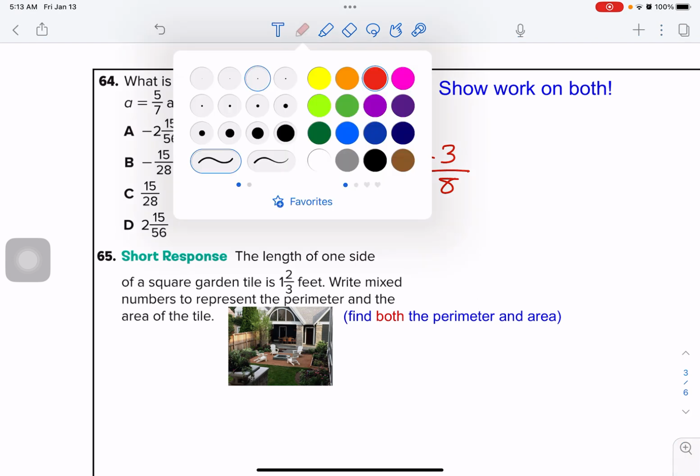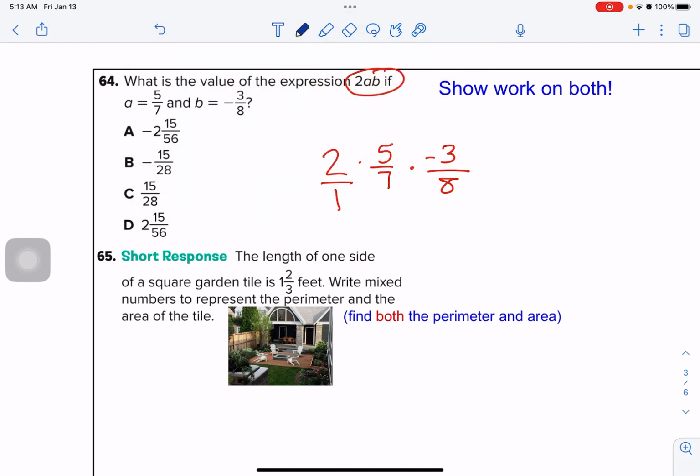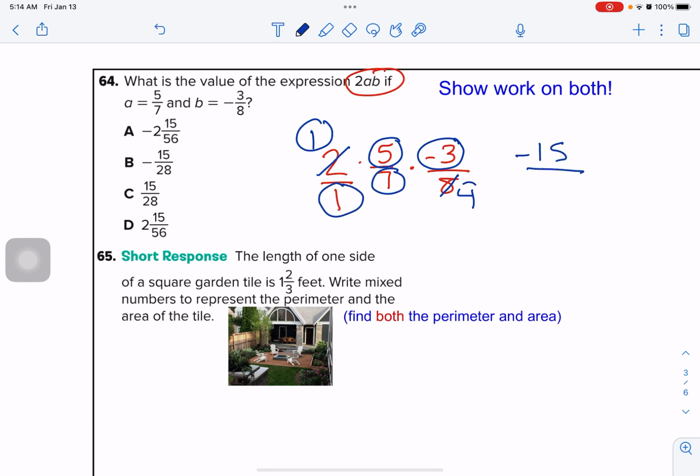And now we do our cross-reducing. In this scenario here, I really only see one place we can cross-reduce. Can you see it? It's the 2 and the 8, which would go down to a 1 and a 4. So now if I multiply 1 times 5 times -3 would be -15. 1 times 7 times 4 would be 28. So it would be -15/28.